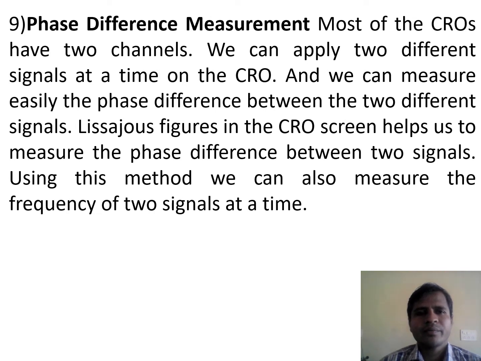Using CRO, the phase difference between two different signals can be measured. In most CROs, there are two input channels. We can feed the two input channels simultaneously, and by doing so we can easily measure the phase difference between two different signals. Lissajous figures on the CRO screen help us to measure the phase difference between two signals. Using this method, we can also measure the frequency of two signals at a time.